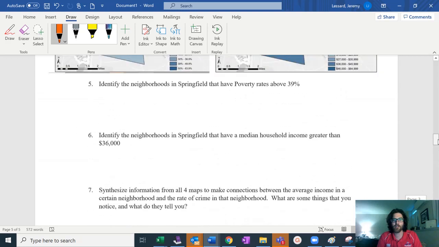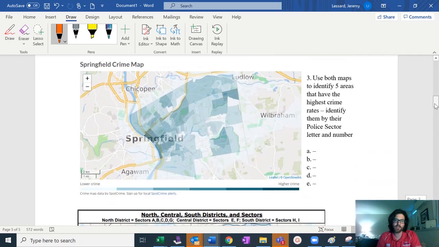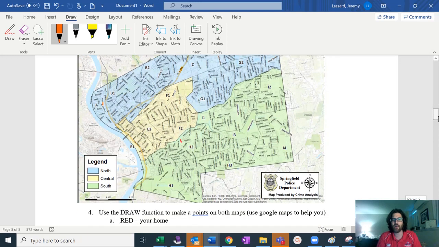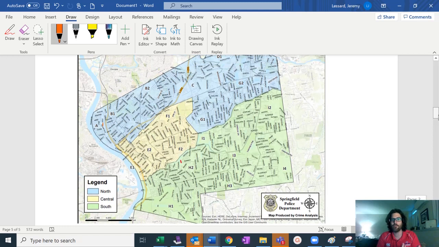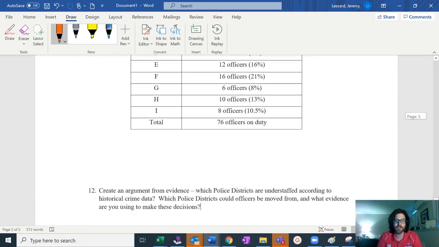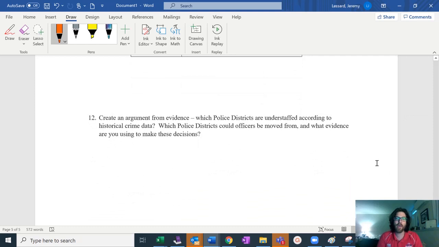Based on the information in these maps, would you place the officers in a different district? Would you think that any of these districts have not enough officers, or maybe they have more officers than they might need, and other areas are getting less? So I want you to come up with some actual arguments using the data from the maps, and I want you to think about how would you shuffle these officers around, and what evidence are you using to make those decisions?